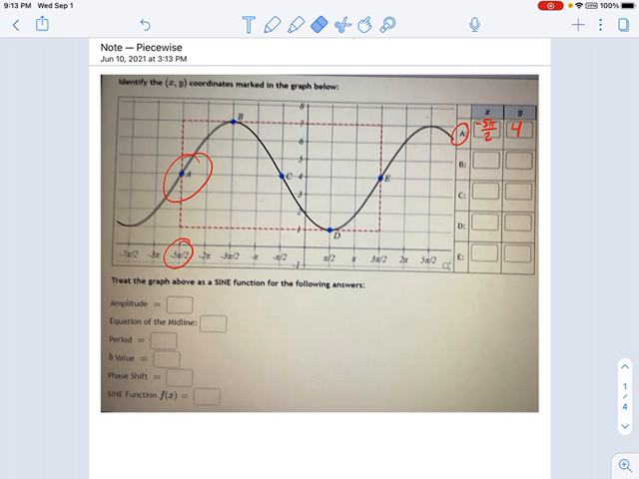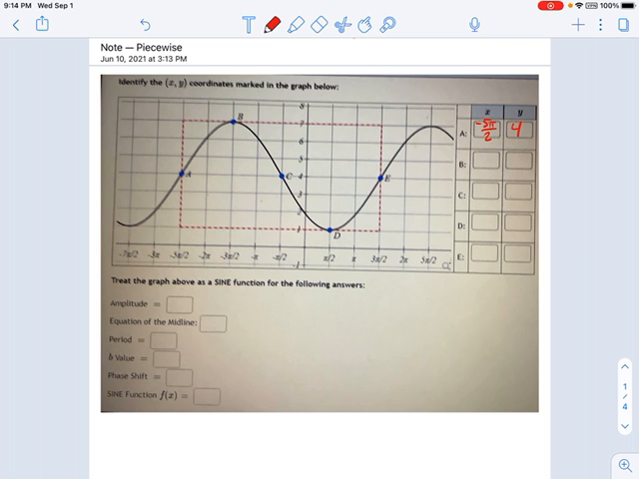And part of the point of this is to get you in the habit of looking for these 5 key points every time you're graphing a sine or cosine function or you're interpreting a graph to make an equation. Those 5 key points are always going to be important and helpful as you go through this process. Now, down here, we have our key features, right? Amplitude, midline, period, and so on. And we can go through those for these.